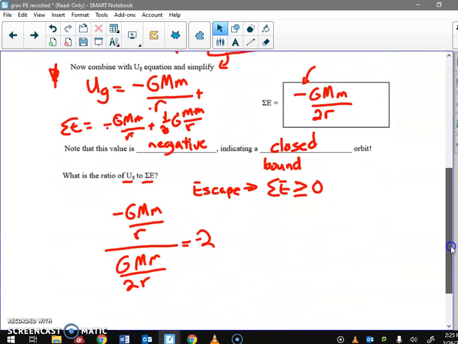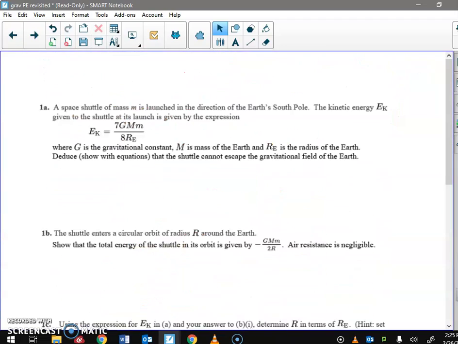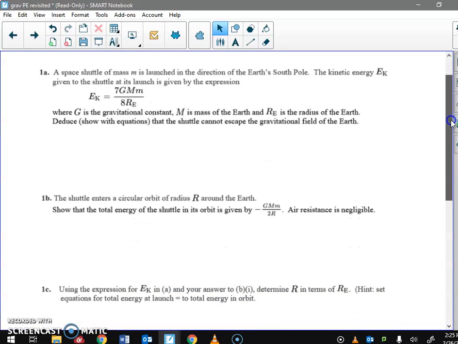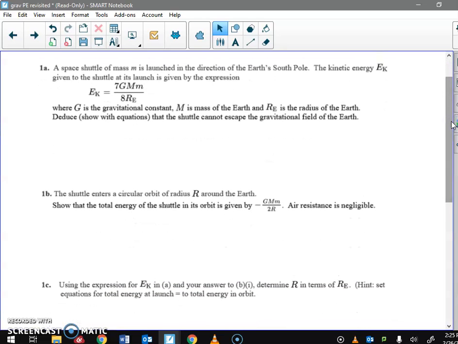Okay, I have about 3.5 minutes left. Let's see if I can start one of the example problems. Let's say we have a space shuttle. It has a certain mass m, and it is launched in the direction of the Earth's south pole. It has a kinetic energy given by the following expression.